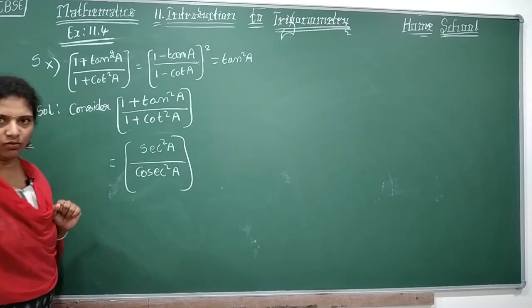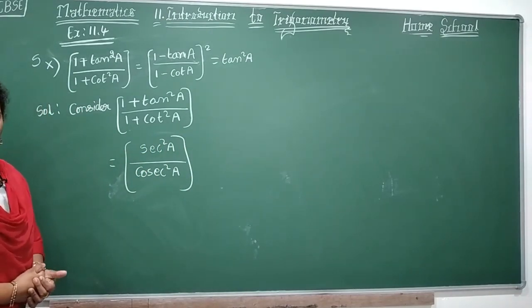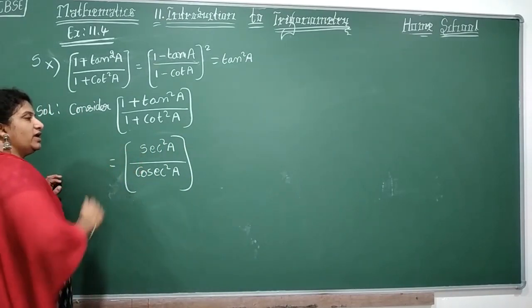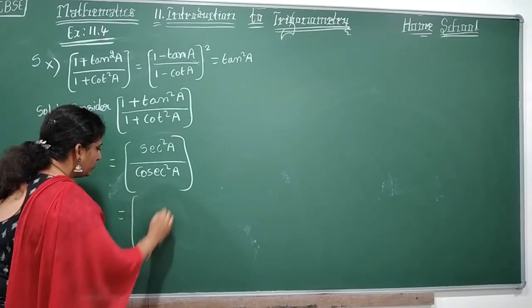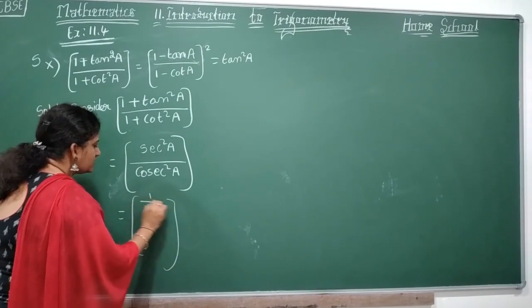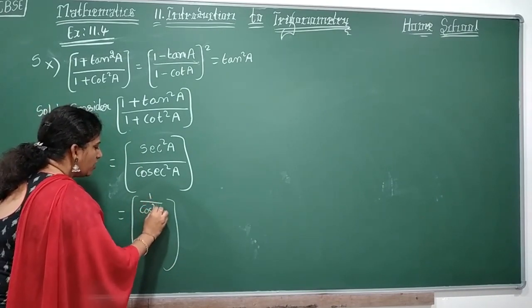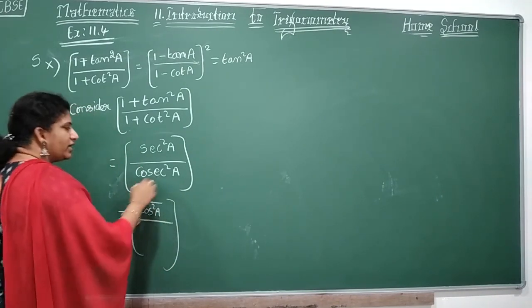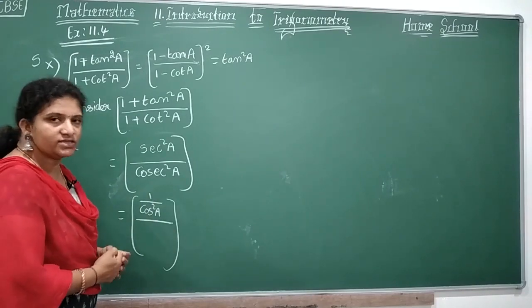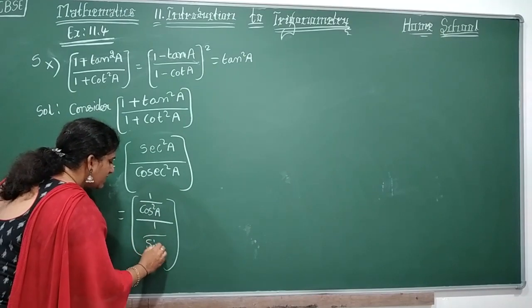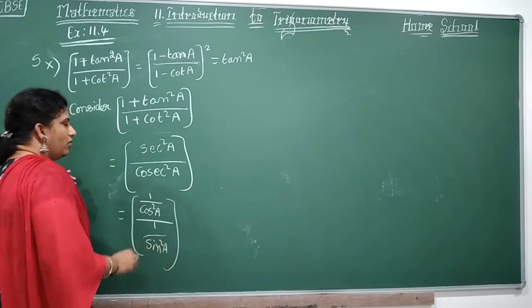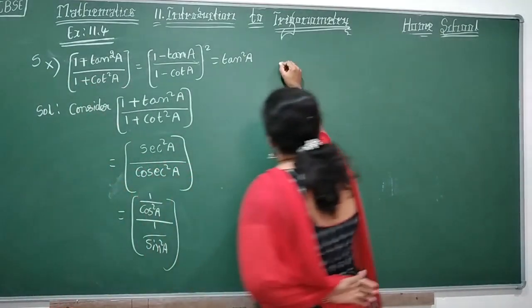Okay. So now, what is secant square A? Secant square A, you can rewrite it. How can you rewrite, children? Just try to understand here. Secant square is 1 by cos square A. And what is cosecant square A? Cosecant square A, how can you write here? 1 by sin square A. Okay. So now bring this side.